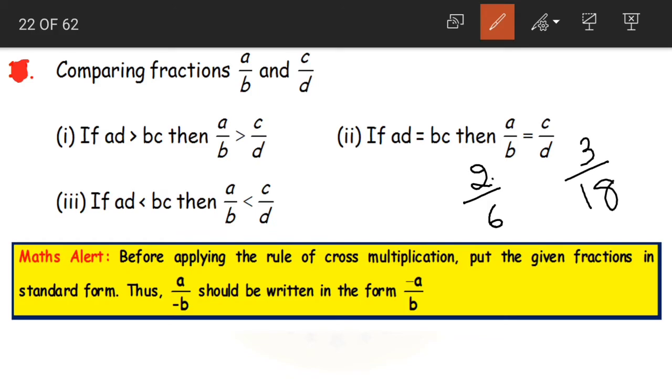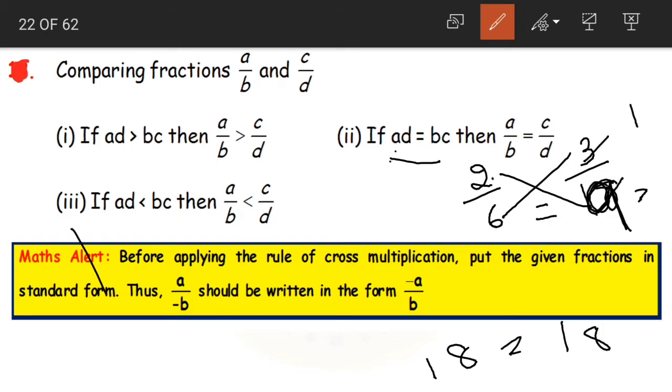Let us take 2 by 6 and 3 by 9. Okay, let us take these two examples. Now let me compare AD and BC. AD becomes 2 into 9, that is 18, and BC becomes 3 6s are 18. Both are equal, right?